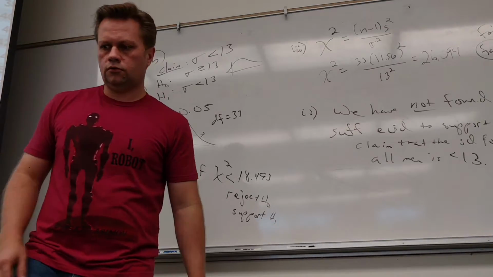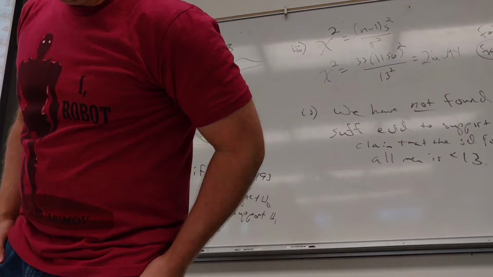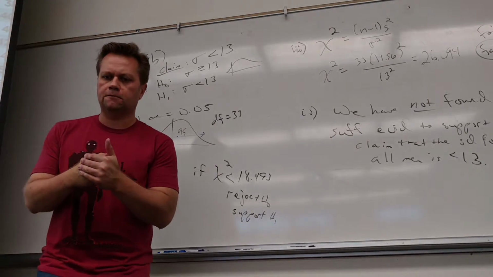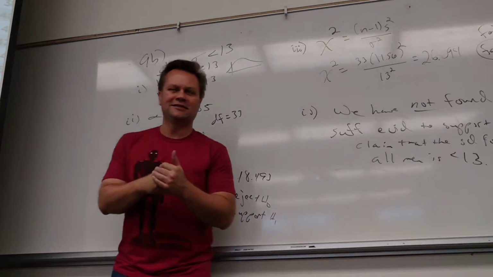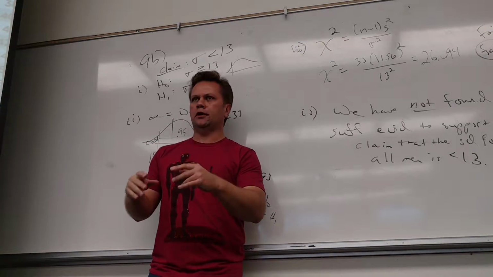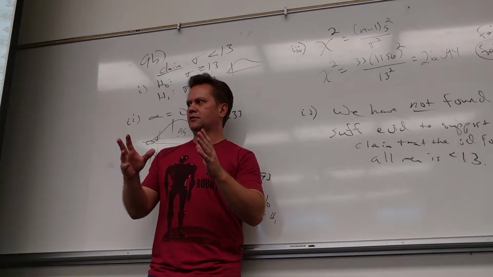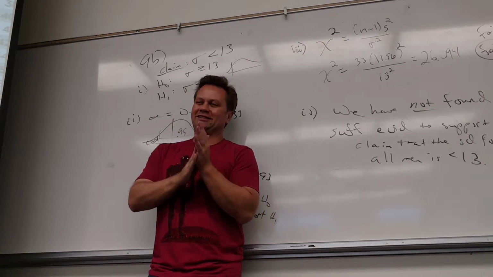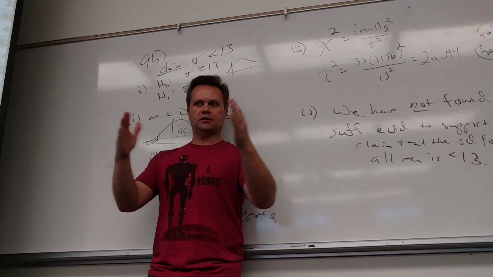Number 8, could you explain that? The Z-score one? Yeah. All right. So a Z-score tells you what? How many standard deviations you are away from the mean? Yes. So a Z-score tells you how many standard deviations away from the mean.